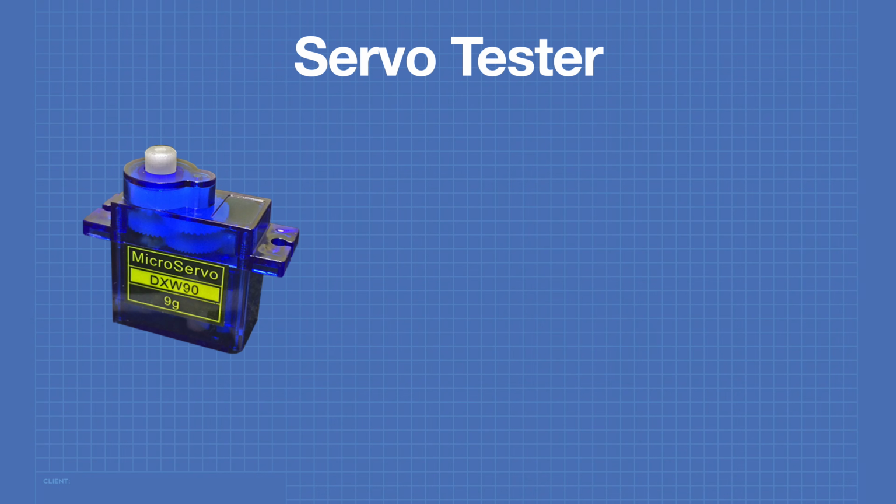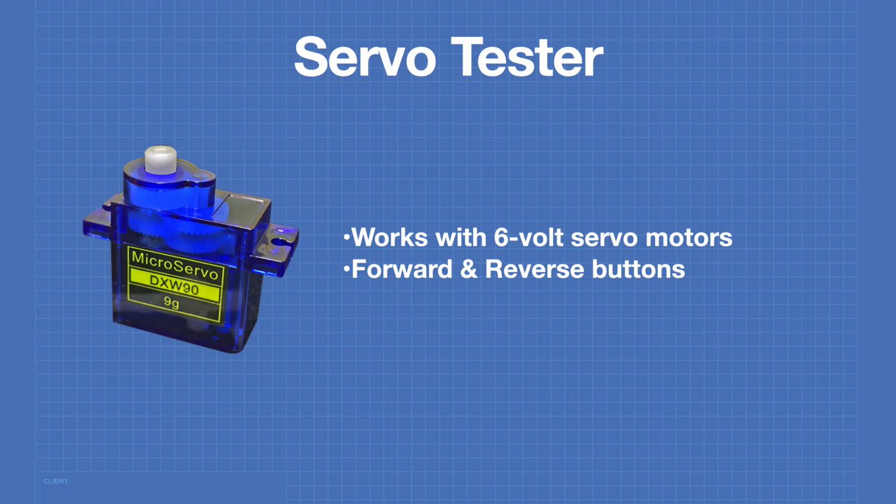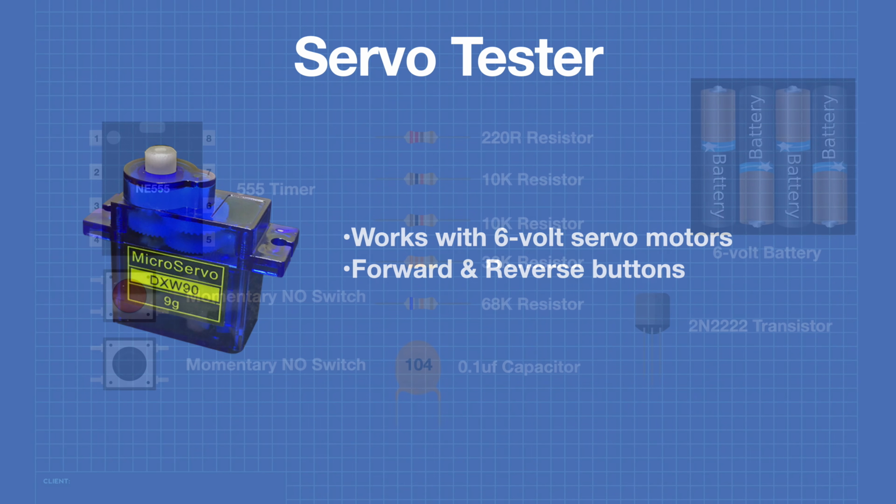This 555 timer project can be used to test the operation of servo motors. It works with 6-volt servo motors, which are the common hobby type that we normally use in our projects. It has 2 buttons, one to send the servo forward and another to send it in reverse.